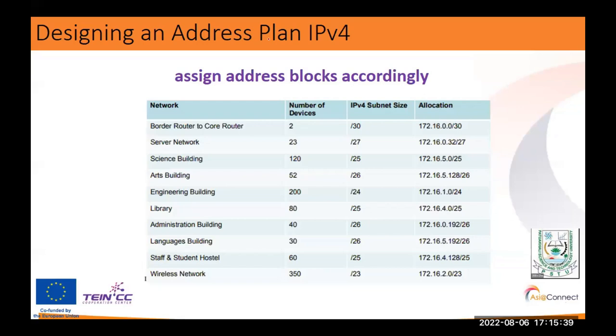So this is some basic concept of designing an IPv4 address plan. You need to be careful about this allocation. After that, you can plan your IP addresses in Packet Tracer. Then you can do a simulation. After that, you can implement it physically.